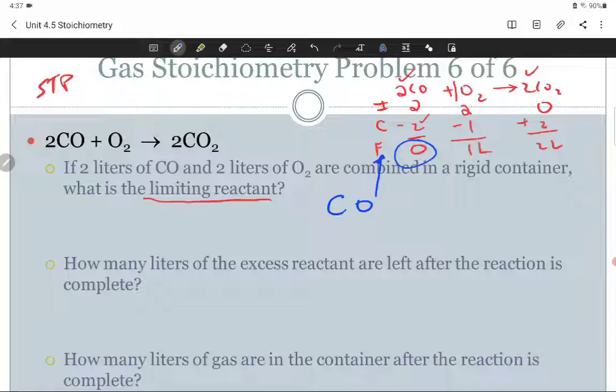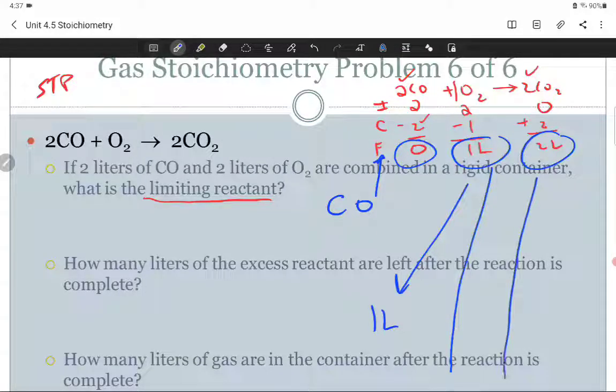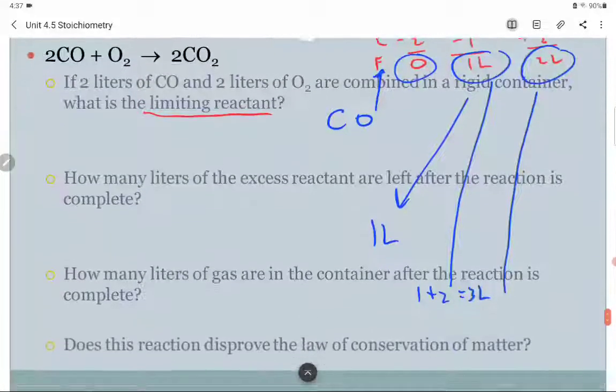How many liters of excess reactant are left over? I think we have 1 liter. And then how many liters of gas are in the container after the reaction is complete? Well, we have the 1 liter, but we also made 2 liters. So 1 plus 2 is 3 liters. I'm going to move that up a little bit.